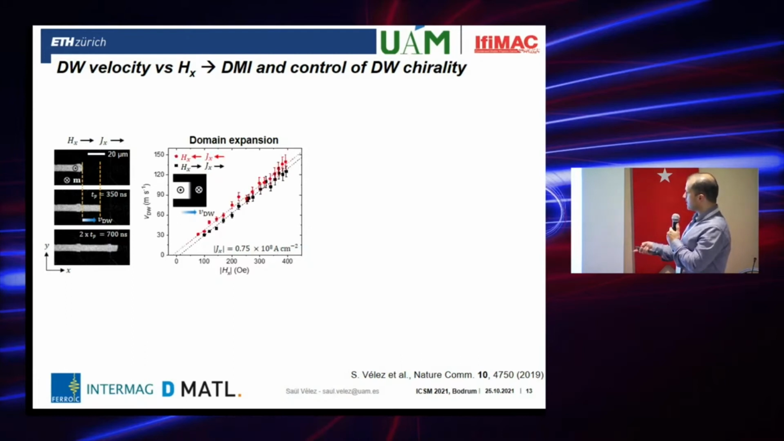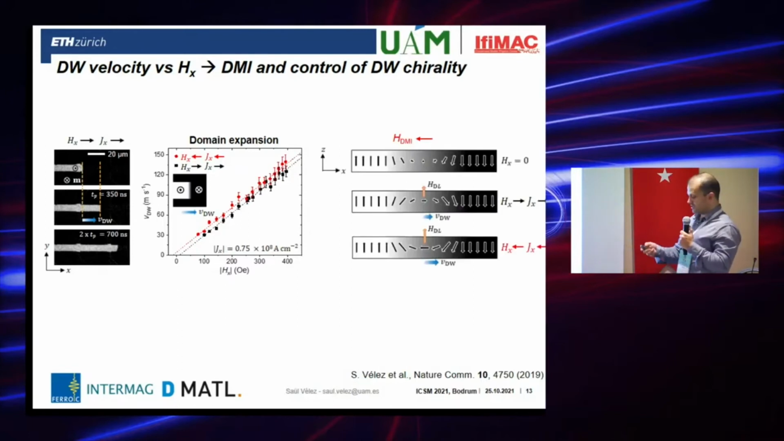And by comparing the different directions of the current and the field, we have a shift here that is related to the DMI that we have in our system. As I said, we have a partial quenching of the DMI because of the heterostructure, because the substrate and the top layer were partially canceling each other. But still, we have a certain DMI that favors this domain wall type.